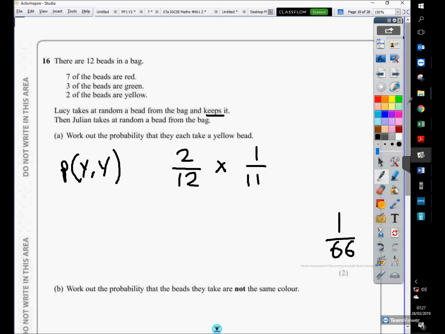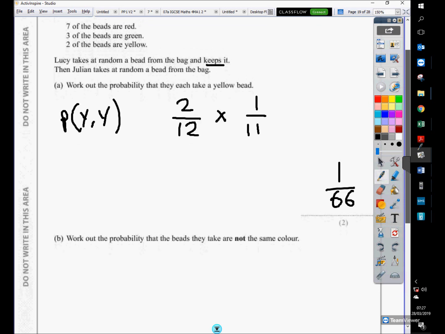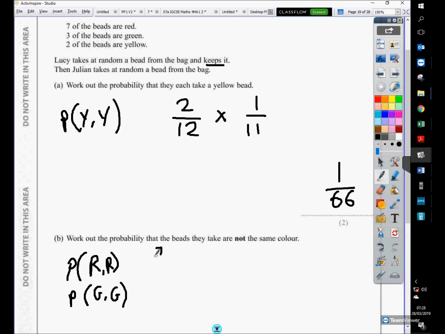Okay, and the next one. Work out the probability that these beads are not the same colour. So not the same colour, well, I can work out the answer to the question, but I don't want to. I want to work out that they are the same colour. The reason why is so much easier. I've already done some of the work in part A, yellow, yellow. All I need to do now is work out the other two, which are red, red, and green, green. Okay, so red, red would be 7 over 12 times 6 over 11. And then green, green is 3 over 12 times 2 over 11.